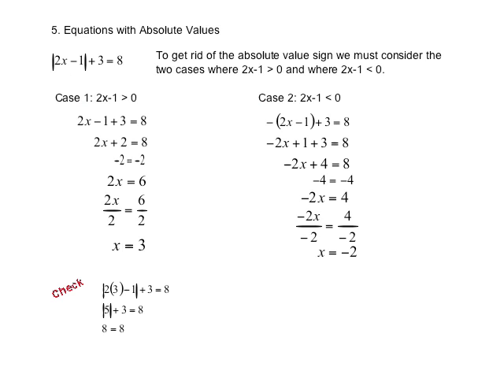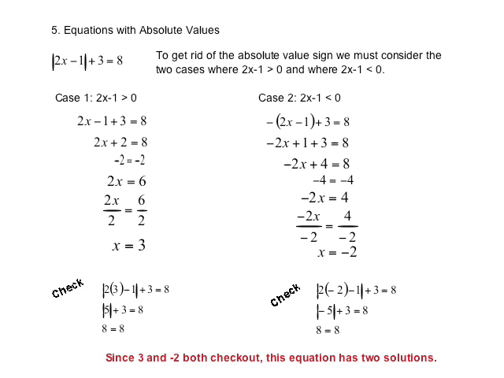Now checking x equals negative 2. Once again, in place of the x, you put parentheses and substitute a negative 2 there. Now we collect like terms on the inside of the absolute value, and it turns out to be a negative 5. So we have the absolute value of negative 5 plus 3 is equal to 8, and when you simplify that, you get 8 equals 8. So both cases work, so there are two solutions to this absolute value problem. Since 3 and negative 2 both check out, this equation has two solutions.